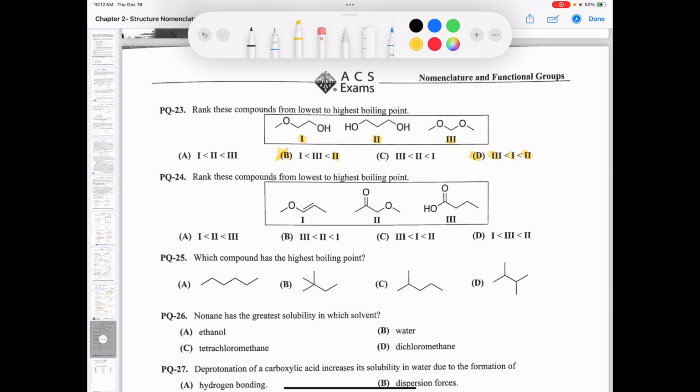Question number 24. Rank these compounds from lowest to highest boiling point. Well, the highest one is going to be the one that has the hydrogen bonding, which is going to be the butyric acid. So that's a carboxylic acid. The next one, if you look at 1 and 2, in number 1 you have dipole-dipole forces here. And 2, you have dipole-dipole forces here, right? They both have an ether, but in number 2, you also have the dipole-dipole for this ketone here. And so going from lowest to highest, it should be 1, 2, 3. And so the answer for 24 should be A.